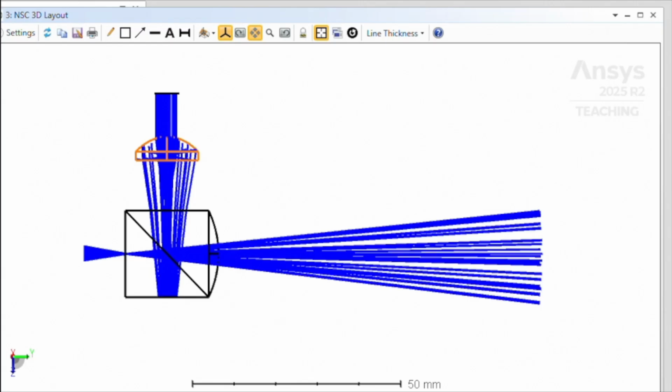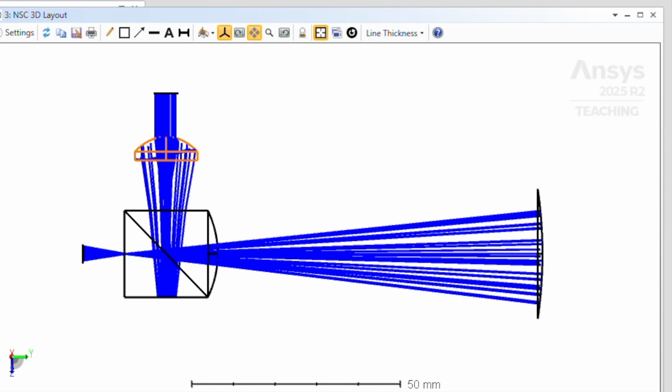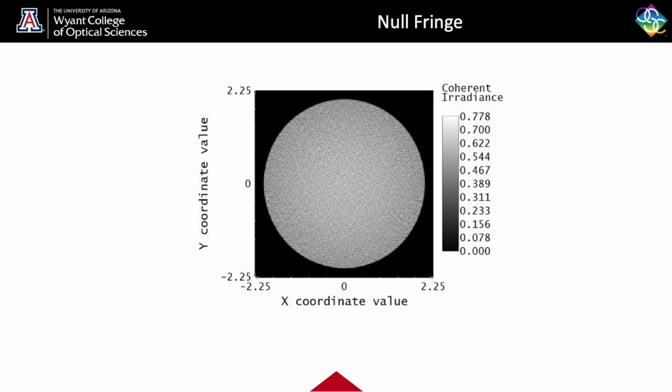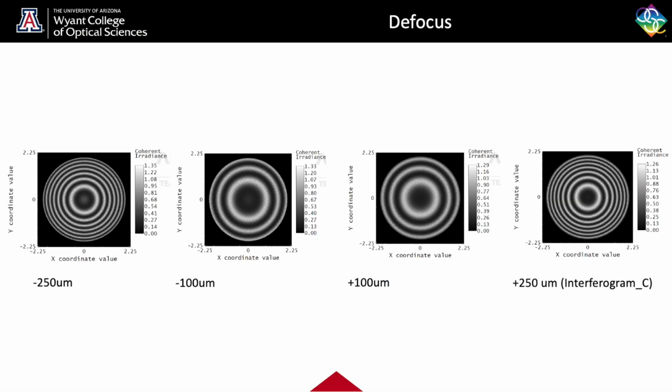With the reference surface defined, we added a test surface to form interference patterns at the detector. If the mirror is aberration-free and aligned perfectly, the interference pattern will be a null fringe, meaning there is no OPD change over the entire interferogram. We can add defocus to the model by shifting the position of the test mirror. Adding defocus adds concentric fringes whose spacing decreases quadratically. Increasing defocus increases the number of fringes.